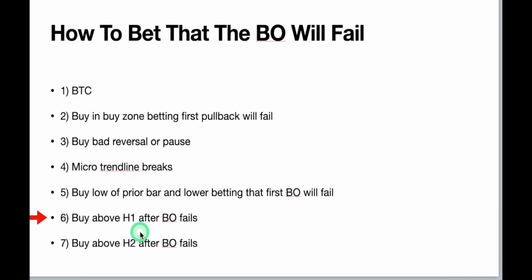So now we're at option 6. So a little bit more conservative than fading with a limit order. Now you're waiting for the breakout to fail and give you evidence that it's failing. All of these are pre-evidence. You don't actually see the failure. You're actually trading with limit orders and waiting. Here, you are waiting for it to fail and create a high one buy signal or high one breakout.